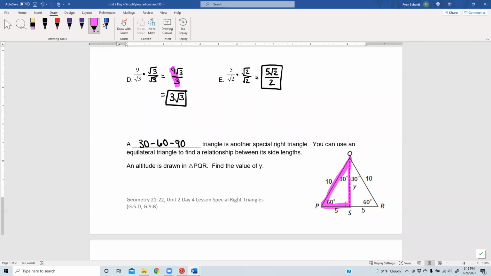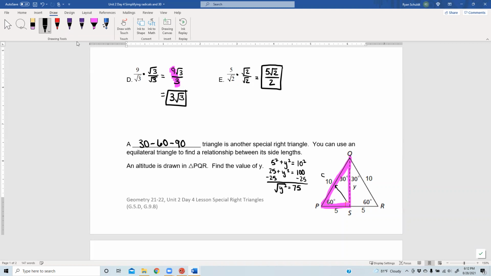So I want to use the Pythagorean theorem to get y. Well, remember, Pythagorean theorem, first step is get your c. There's my c. So 5 squared plus y squared equals 10 squared. 5 squared is 25 plus y squared equals 100. Subtract 25. We get y squared equals 75.